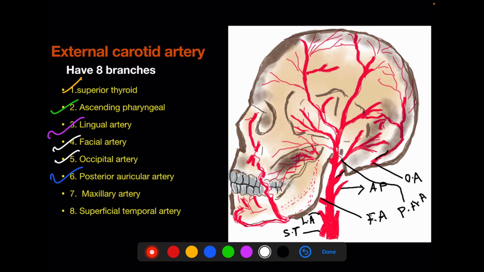Now the seventh one, that is maxillary artery. It is here. It supplies to the maxilla. And the last, that is superficial temporal artery, which is present here. Superficial temporal artery.